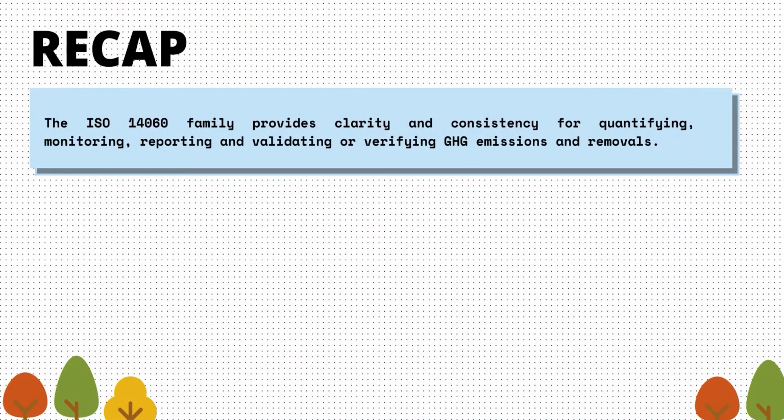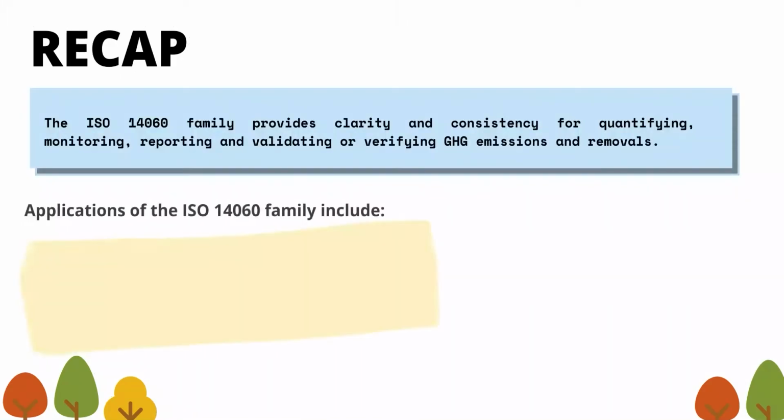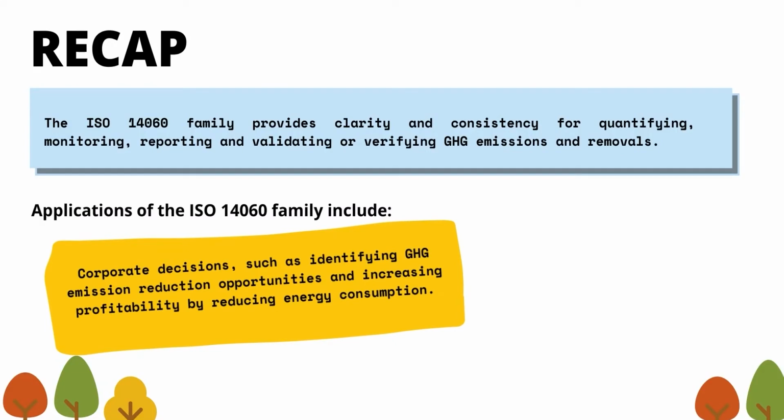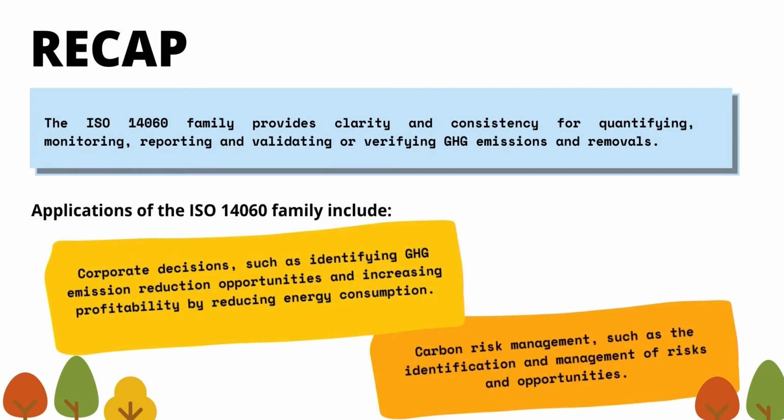Firstly, the ISO 14060 family provides clarity and consistency for quantifying, monitoring, reporting and validating or verifying GHG emissions and removals. Applications of the ISO 14060 family include corporate decisions, such as identifying GHG emission reduction opportunities and increasing profitability by reducing energy consumption. Also, carbon risk management, such as the identification and management of risks and opportunities.